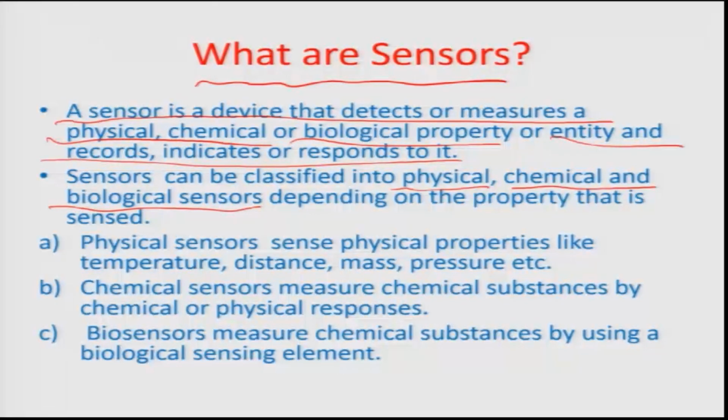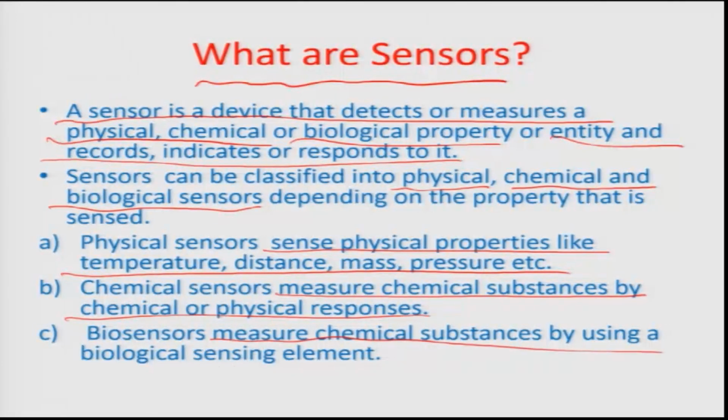Sensors can be classified into physical, chemical and biological sensors depending on the property that is sensed. Physical sensors, for example, sense physical properties like temperature, distance, mass, pressure, etc. Chemical sensors measure chemical substances by chemical or physical responses. Biosensors, of course, measure chemical substances by using biological sensing elements. And so, it is all about what exactly is that element and how there is a change in the signal, how there is a transduction for the sensor to start detecting various responses.